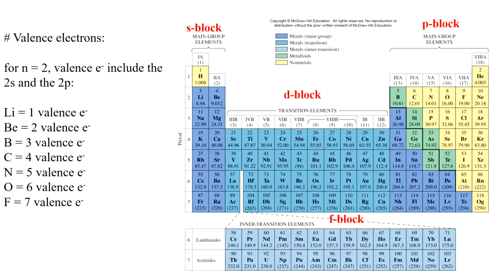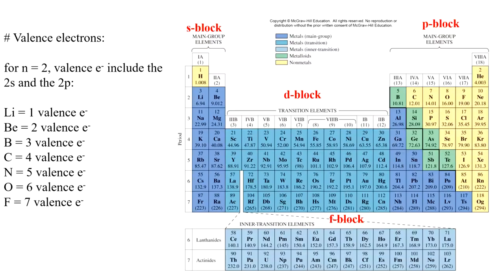Next up, we're going to talk about valence electrons, and we'll go into more detail later on about what the definition of valence electrons is, but I just want to tie it back to our periodic table. For n equals 2, that is the second period, the second row on the periodic table, you'll notice there are 8 spots there. So that means there's a 2s and three 2p's.